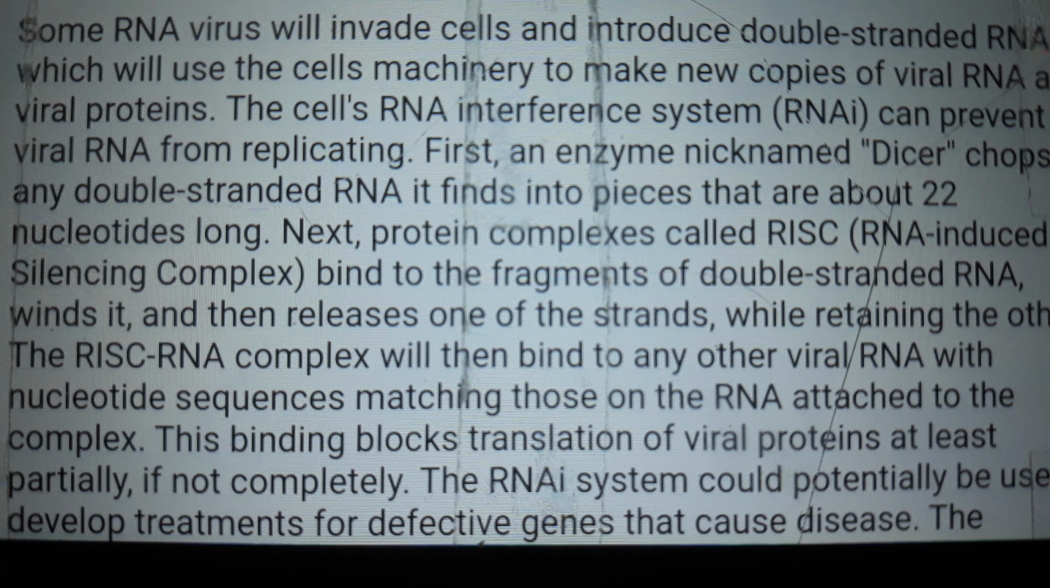Today we are continuing on the subject of biochemistry with the topic of RNAi, that is, the RNA interference system. Some RNA viruses will invade cells and introduce double-stranded RNA, which will use the cell's machinery to make new copies of viral RNA and viral proteins. The cell's RNA interference system, RNAi, can prevent the viral RNA from replicating.